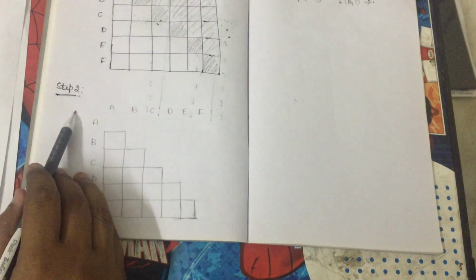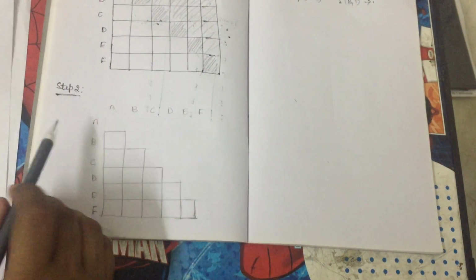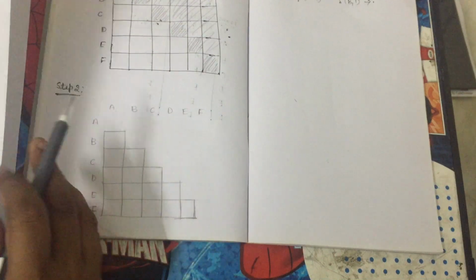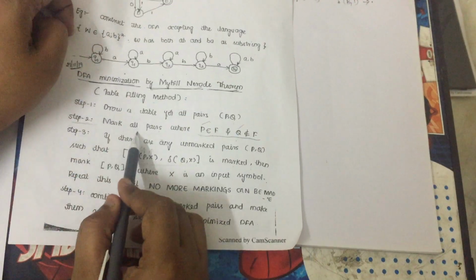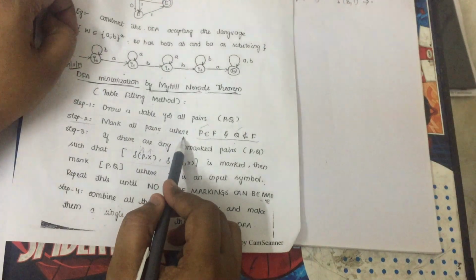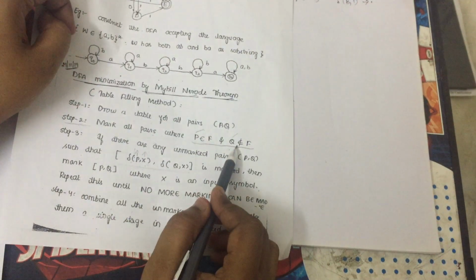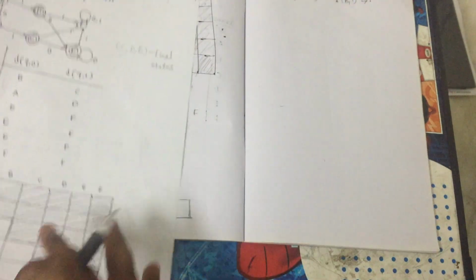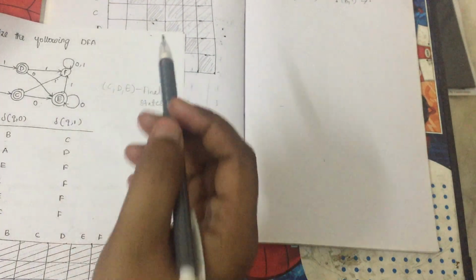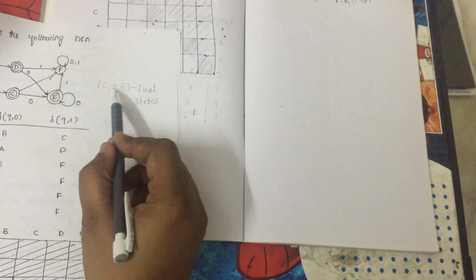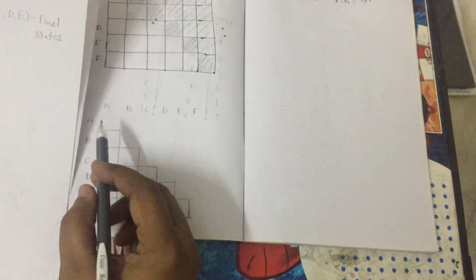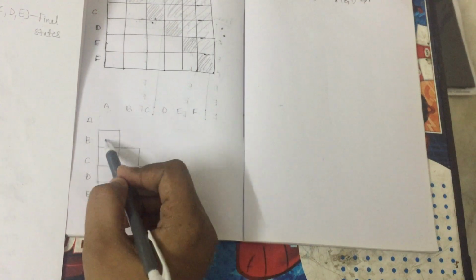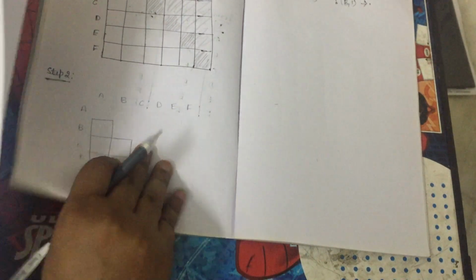Now we need to mark all the cells based upon the condition which we have seen in this step 2. Mark all the pairs where P belongs to F and Q does not belong to F. If we observe in the diagram, what are the final states? C, D, E are the final states. Now if we observe, A and B is one pair, so we need to check B.